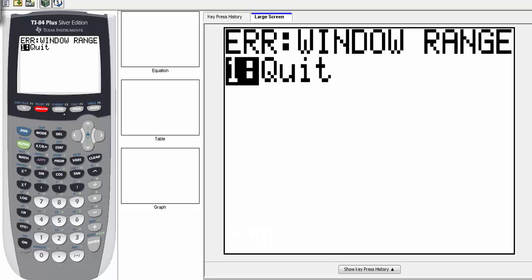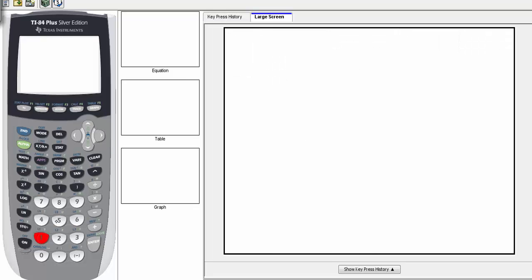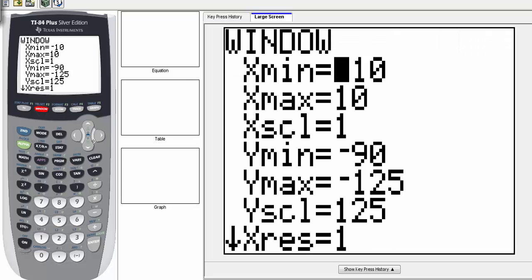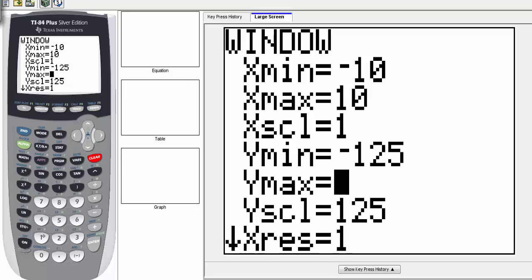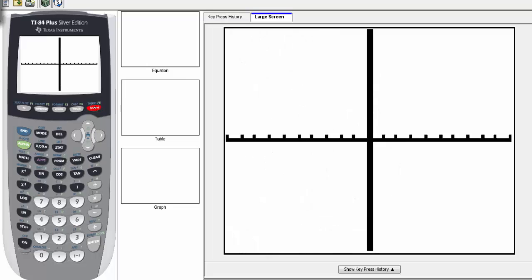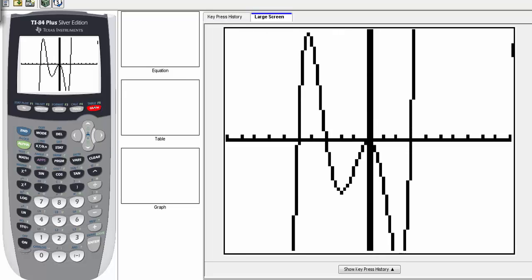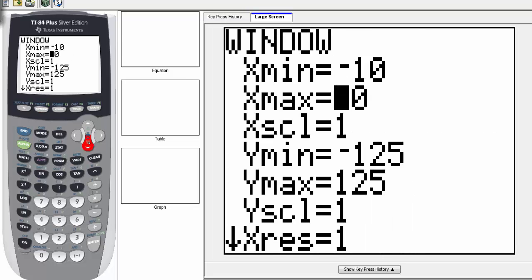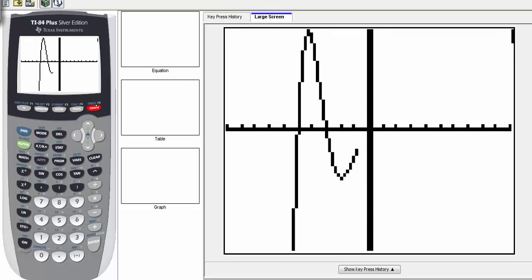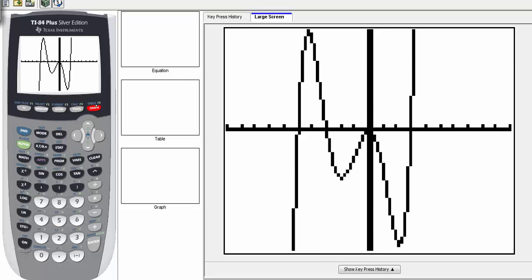Whoops. Let's go back to the window. I typed in two negatives, so this should be a negative 125 and a positive 125. All right, so we're up high enough, but we still need to go a little bit lower. So if I go back to the window, let's try negative 150. All right, so that's a pretty good picture of the graph.